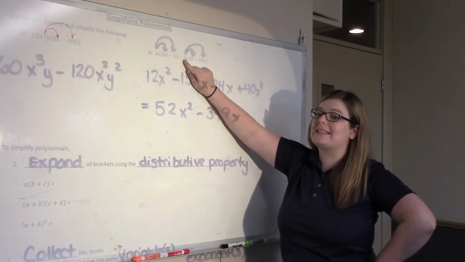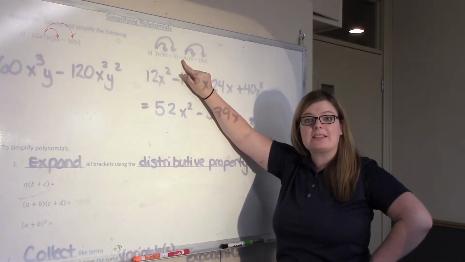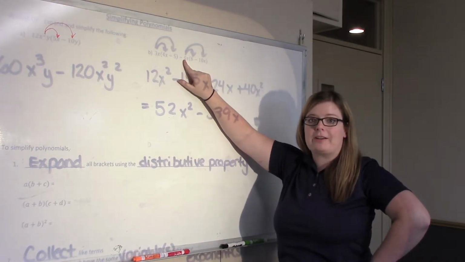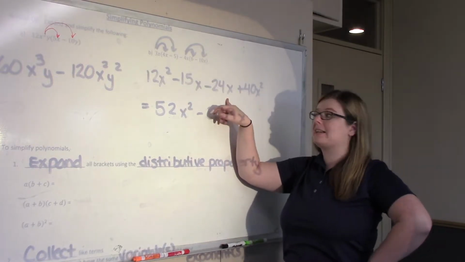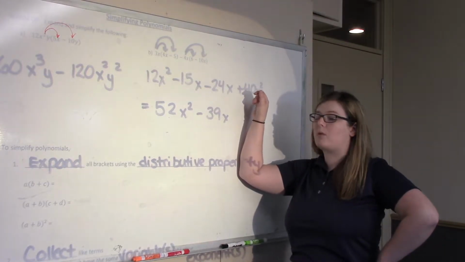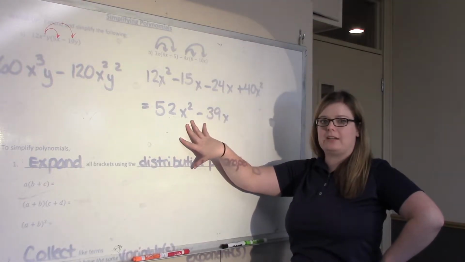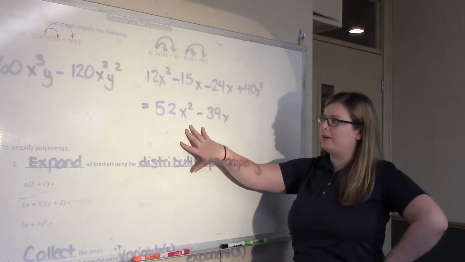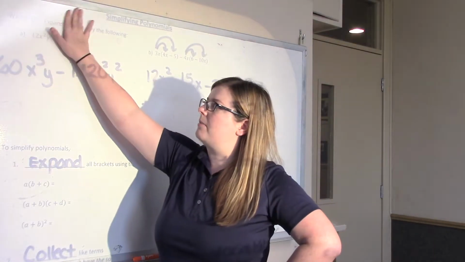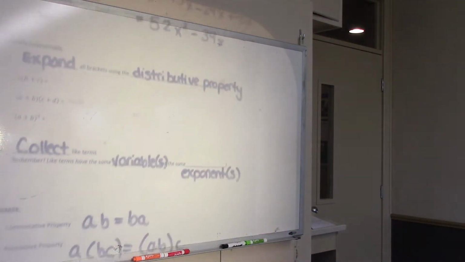Then you treat this as a negative 4x multiplied by this bracket, okay? You must include this negative when you're carrying out the distributive property. Okay, so you get negative 24x plus 40x squared. Okay, and then you collect like terms to get your result of 52x squared minus 39x. Okay, so that's just a warm up to remind you of that distributive property.